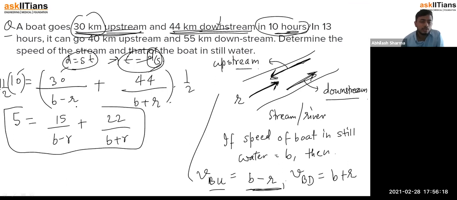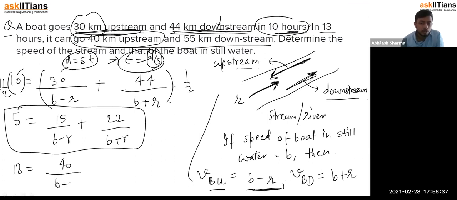Now after this, what else do we have? It can go 40 kilometers in 13 hours. So in the 13-hour time, how much will it spend on upstream? Distance upon speed in the upstream journey, b minus r, plus distance upon speed in the downstream journey. So that's how the total time spent will come out, which is given to be 13 hours, correct?